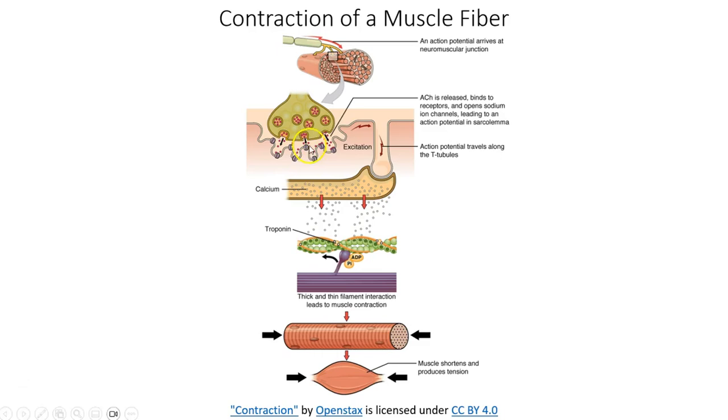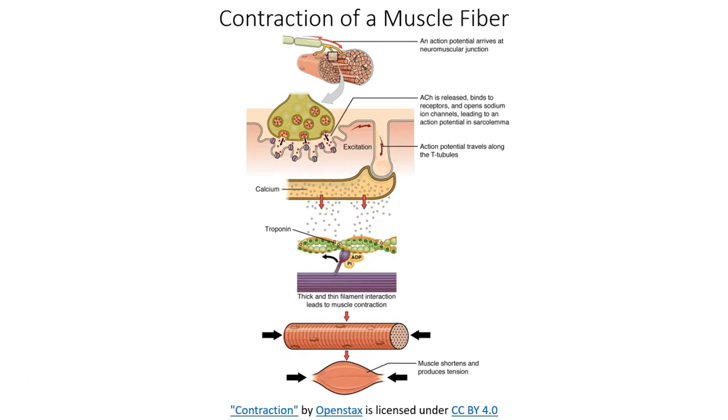The acetylcholine is going to bind to those acetylcholine receptors on the membrane of the muscle cells, and that is going to trigger those sodium ion channels to open, transferring that action potential into the membrane, that sarcolemma, and causing it to travel along the T-tubules, which are going to release calcium ions, and that is where we are going to pick up in this video.